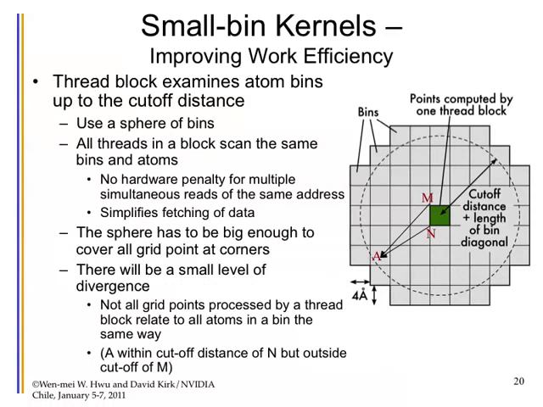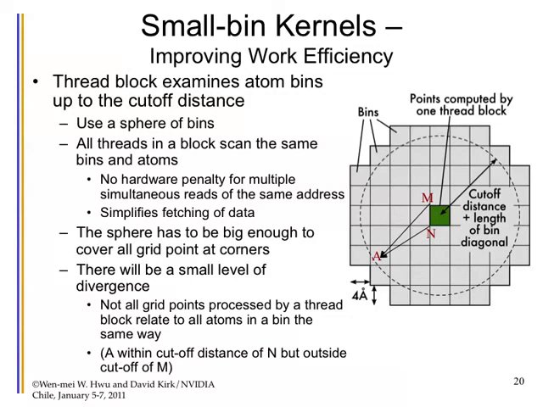So the concept of the small bin kernels is that each thread block is going to use smaller volumes of lattice points, and you're also going to be generating small volumes of bins. Okay, so both are going to be reduced. Each thread block will now process a small cube of these lattice points. Each thread block will examine the atom bins.